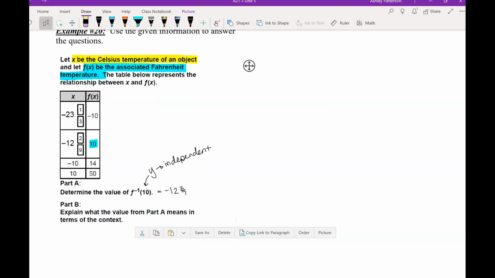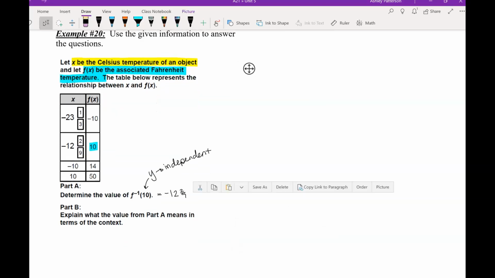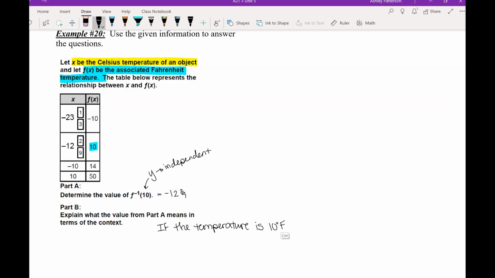So explain what the value from part A means in terms of the context. Well, it means if the temperature is 10 degrees Fahrenheit, then it will be, because this is causing a reaction, right? If it's 10 degrees Fahrenheit, then it will be negative 12 and 2/9 degrees Celsius.